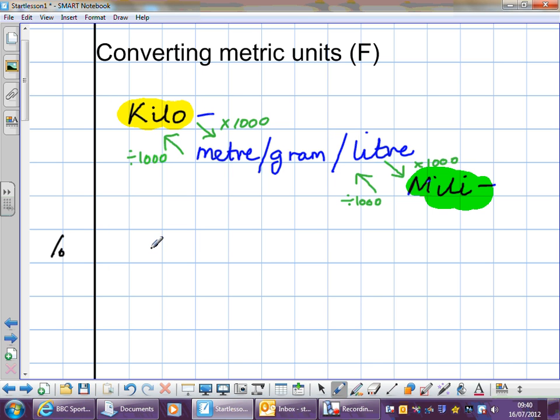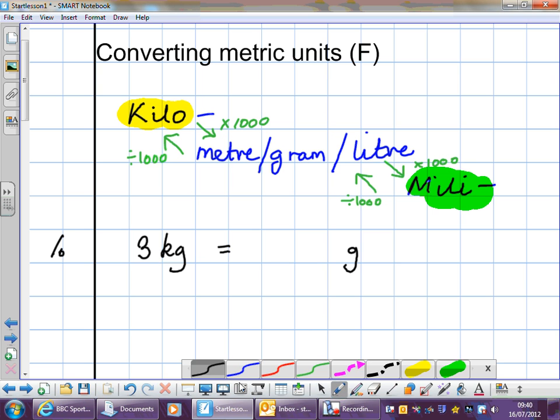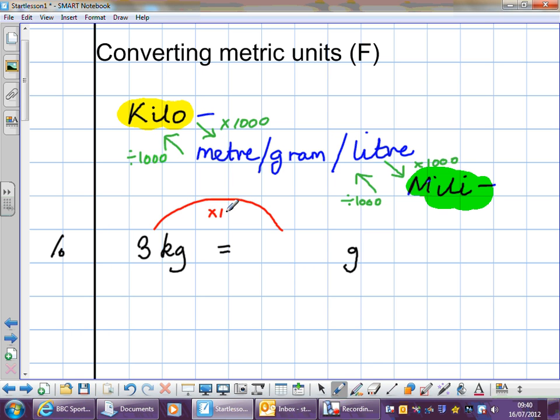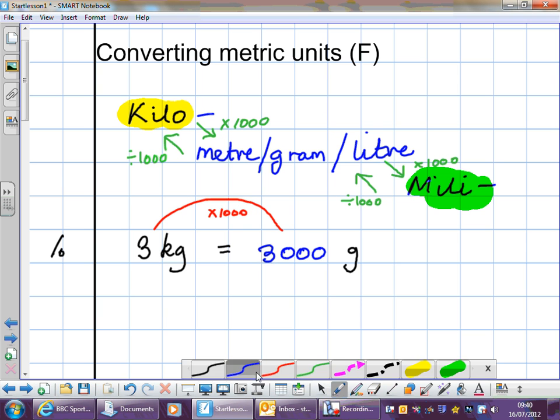Guys, could you copy down this question? 3 kilograms equals how many grams? Kilograms, that's the symbol, the abbreviation for it. We're converting from the bigger unit, kilo, to the standard unit, so we multiply by 1,000 to give us 3,000 grams.